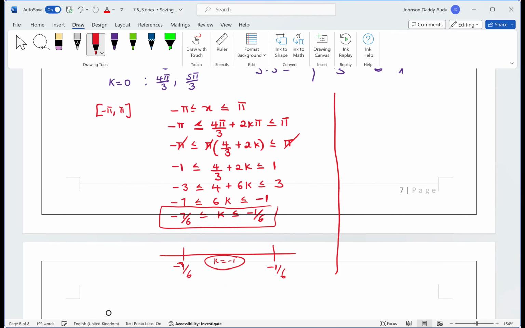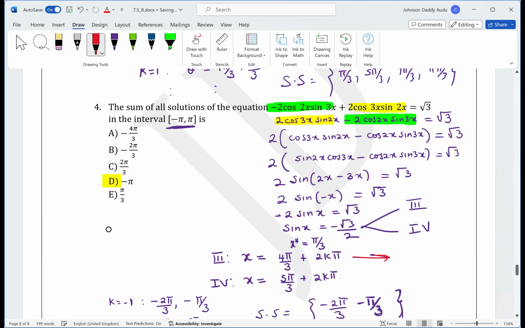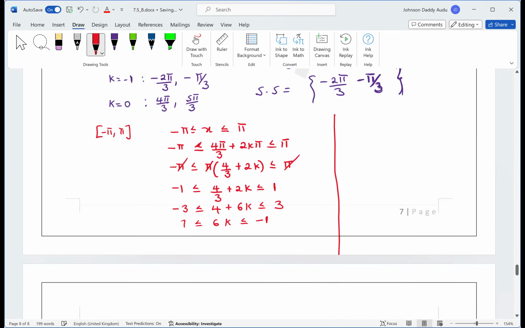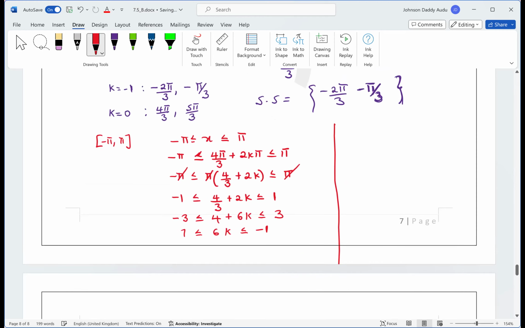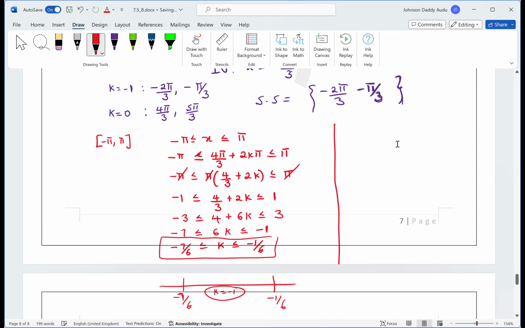So we know that k is minus 1. So we have to just go back here and substitute k, it's minus 1. So let's see. If you substitute k is minus 1, we will get what? You'll get minus 2 pi over 3. So this is how to check for the possible values of k.